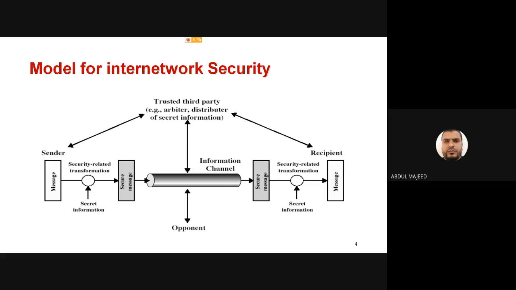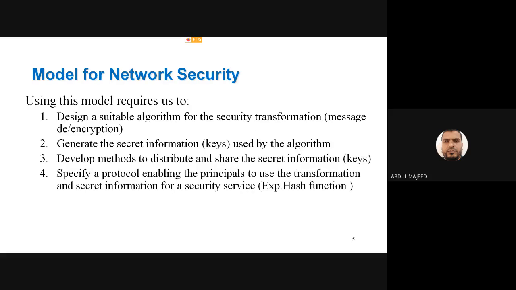Okay. So security related transformation is nothing but converting the plain text into ciphertext by using one of the encryption algorithms. By using one of the encryption algorithms, we are converting the message to secure messages. Okay, that is called secret information. Next, using this model requires us to design a suitable algorithm for security transformation, for message encryption and message decryption. Which algorithm you want to use depends on the importance of the messages. So that's why they are suggesting us to design a suitable algorithm for security transformation.